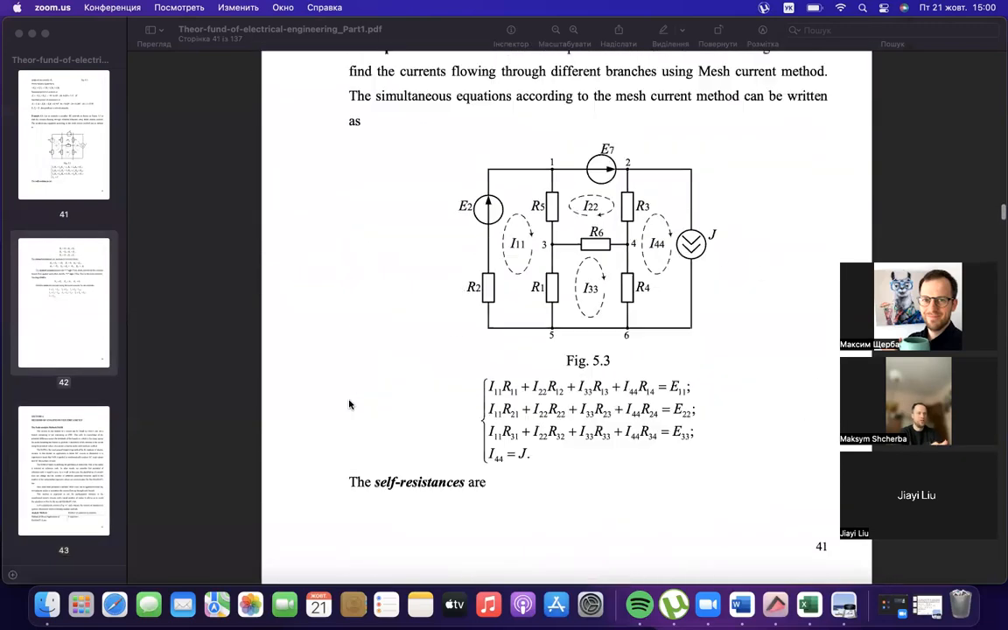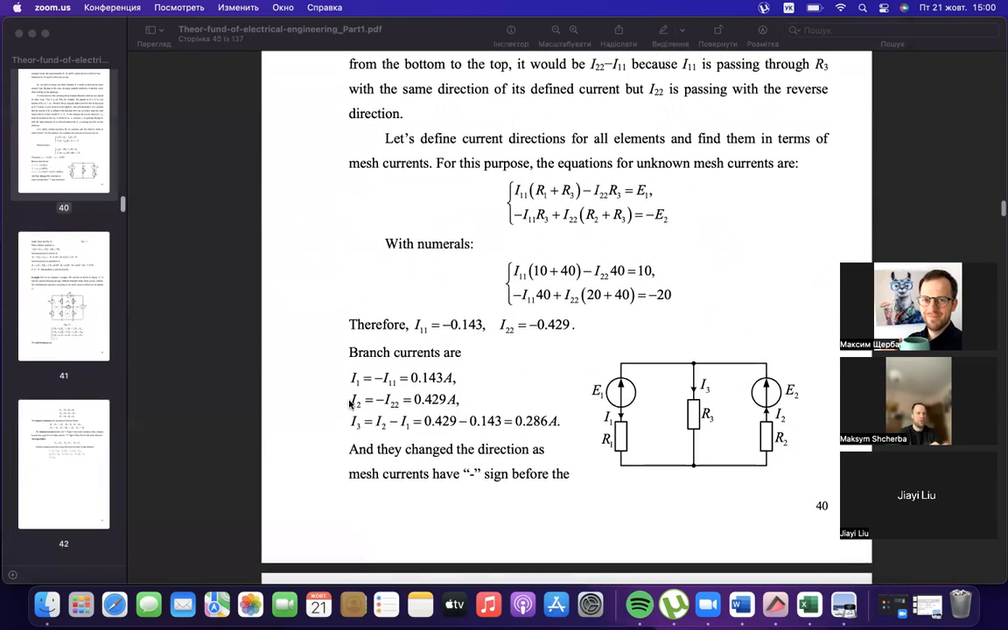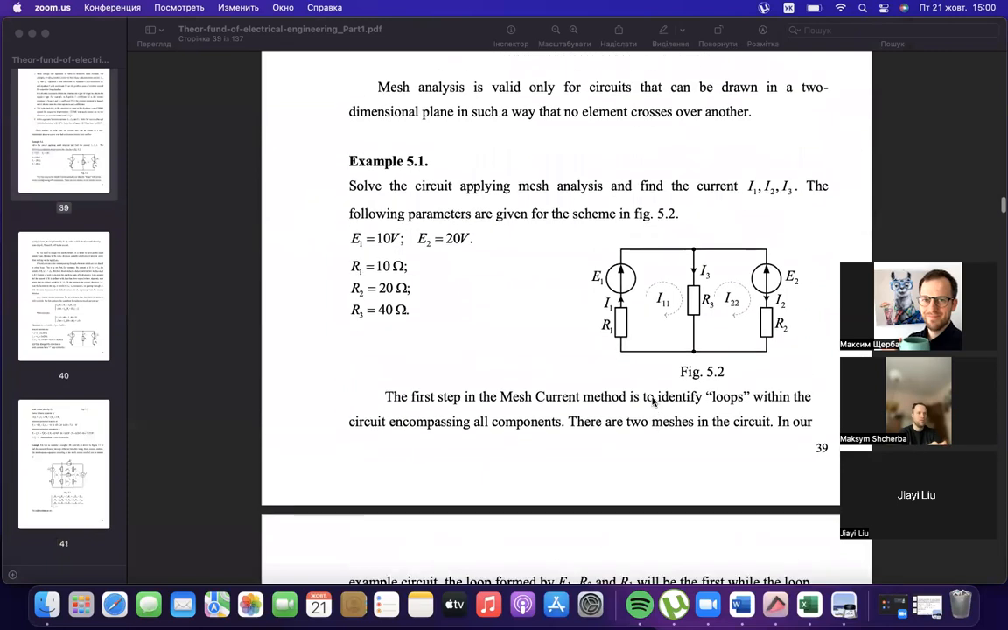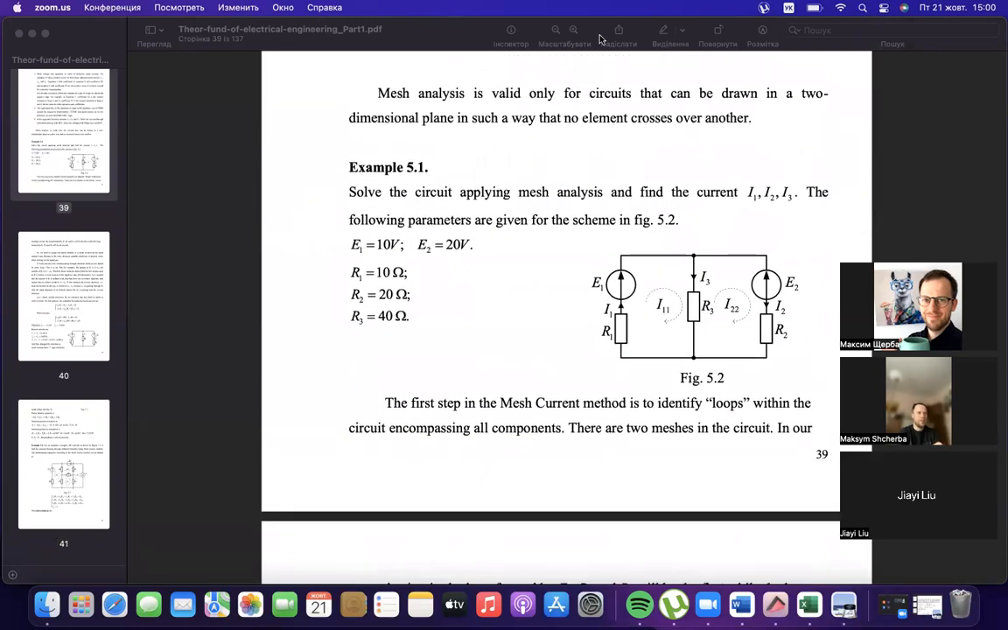Also, okay, we don't have it inside the model, but I will show you here. Let's assume that we have a current source inside our circuit.